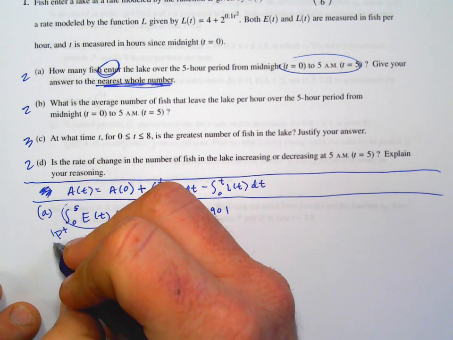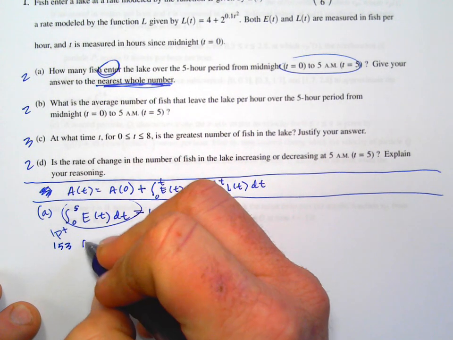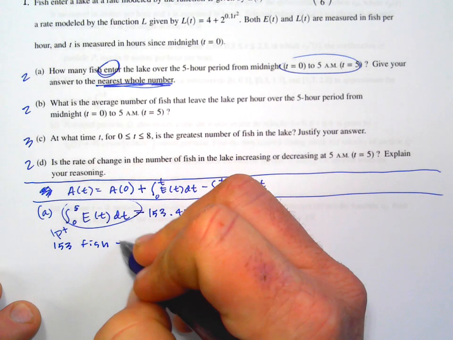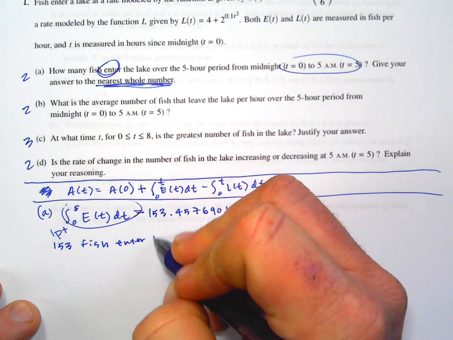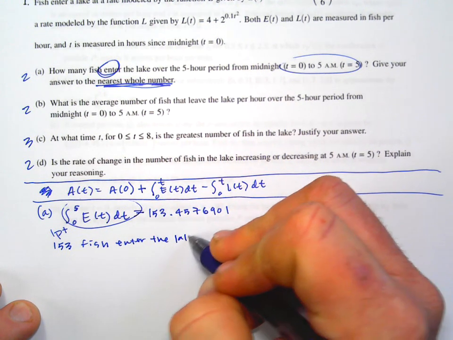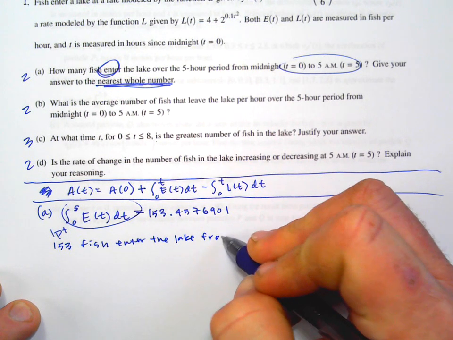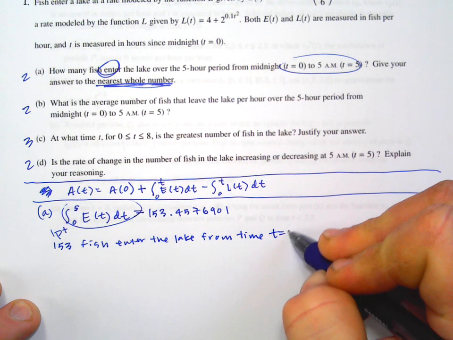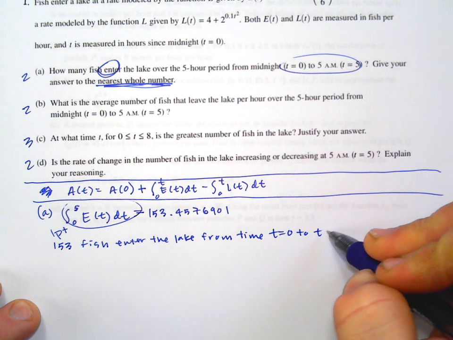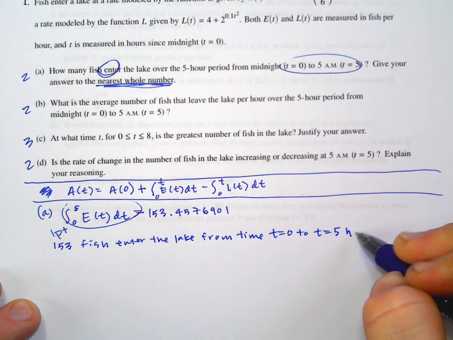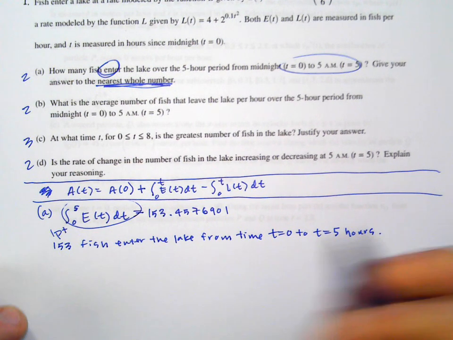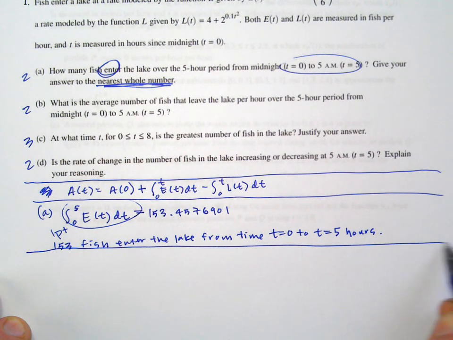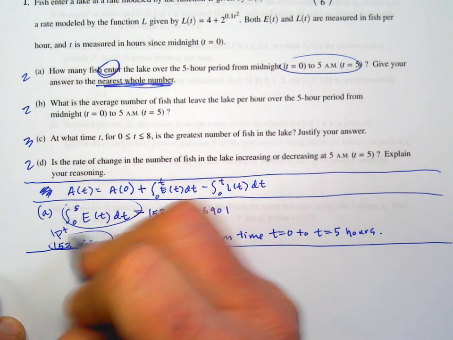I'm going to say, okay, well, 153 fish enter the lake from time t equals 0 to t equals 5 hours, or midnight to 5 a.m. Either way. And so that's your other point right here.